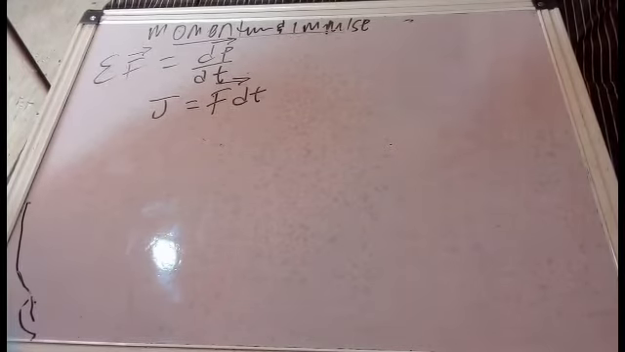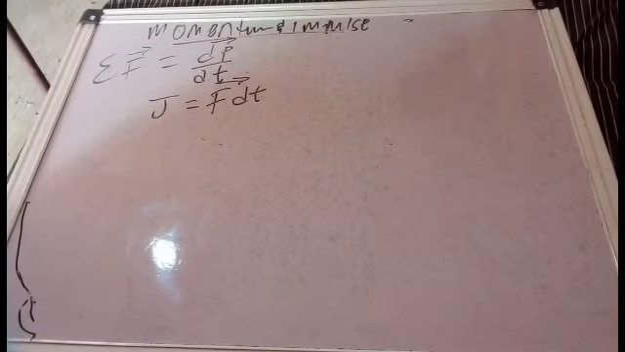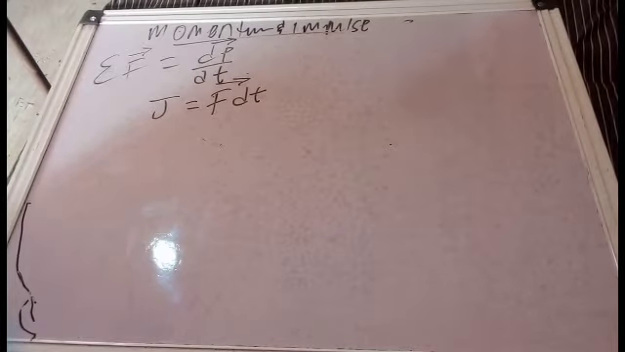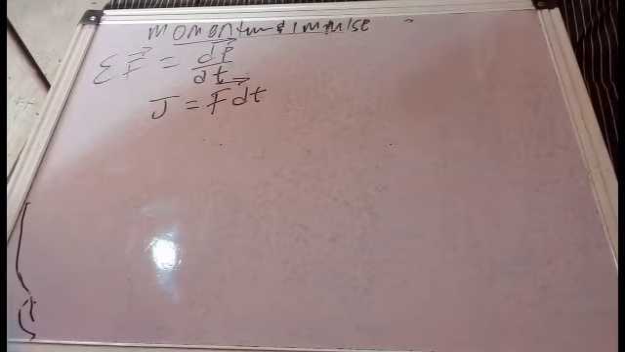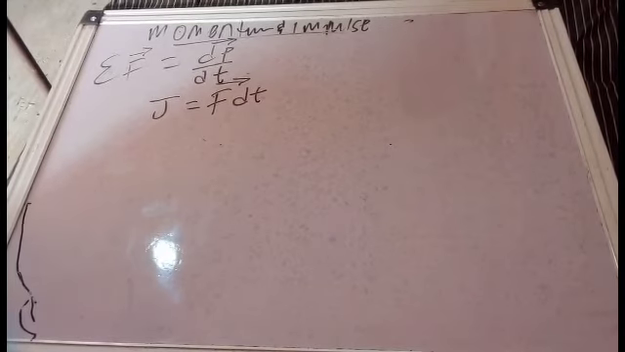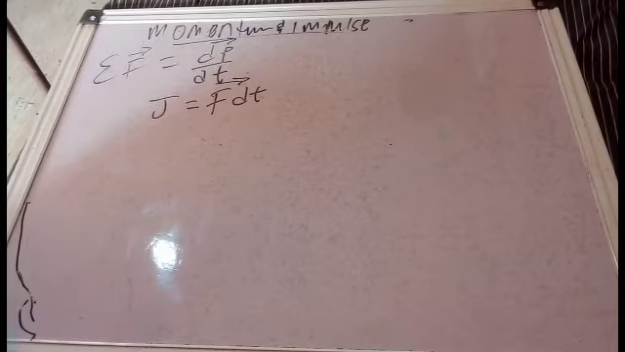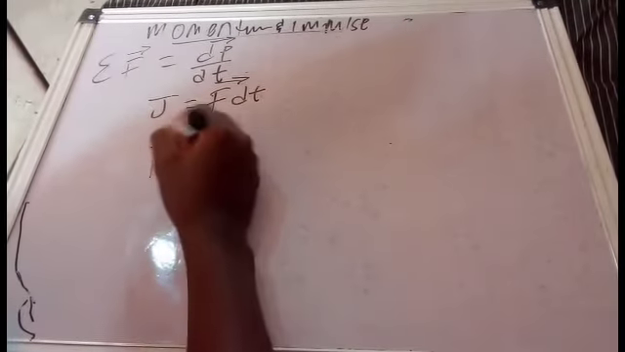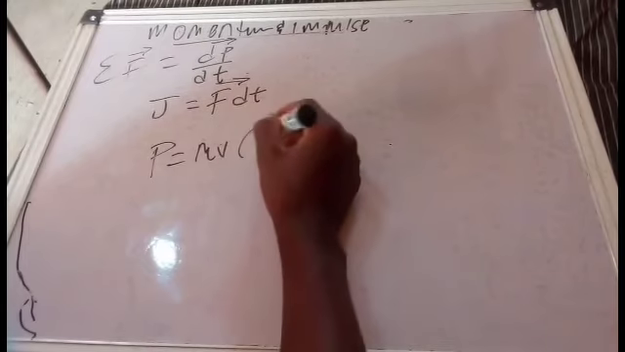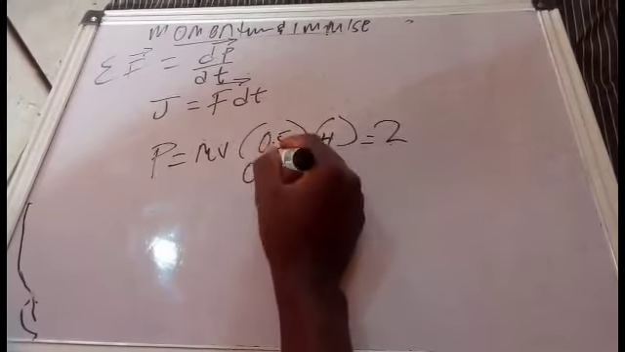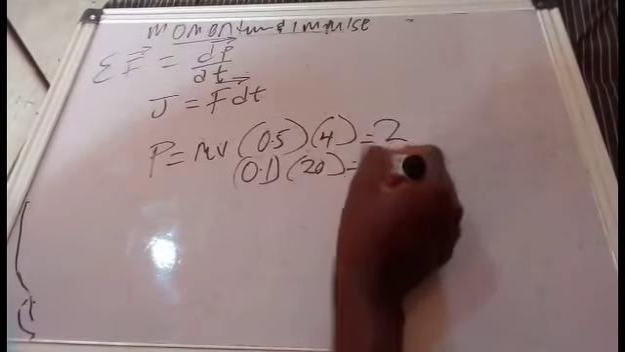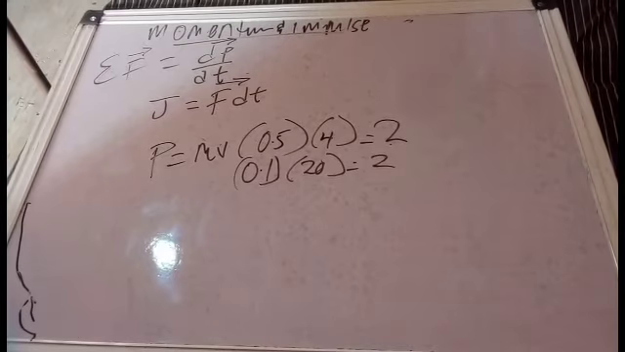Now let me give you a very classical example. Suppose you have a choice between catching a 0.5 kilogram ball moving at 4 meters per second, or a 0.1 kilogram ball moving at 20 meters per second. Which one will be easier to catch? Both of them have the same magnitude of momentum, right? If you multiply mass by velocity, you have 0.5 multiplied by 4, which is equal to 2. And you also have 0.1 multiplied by 20, which is still equal to 2. So they have the same momentum and what?